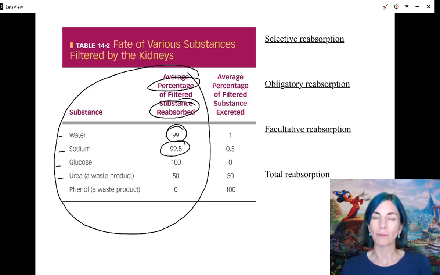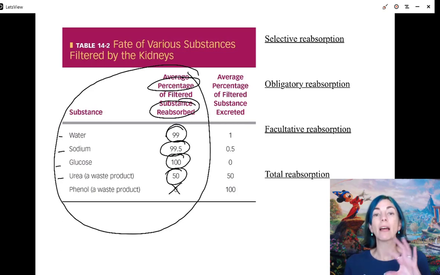99.5% of sodium is reabsorbed. What? Wow, really? We tend to think of salt as a bad thing, but here we're like, no, we want to keep it. 100% of glucose is reabsorbed. 50% of urea is reabsorbed, and that's a waste product, but none of phenol is, which is another waste product. Strange. So clearly there's some selective reabsorption going on.